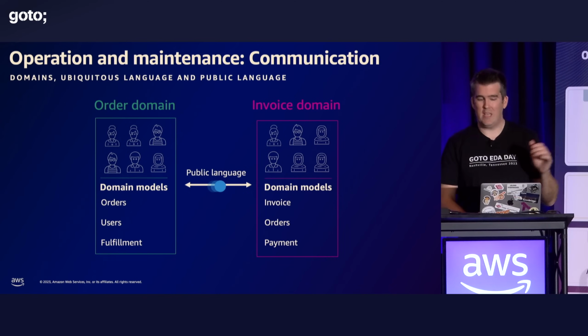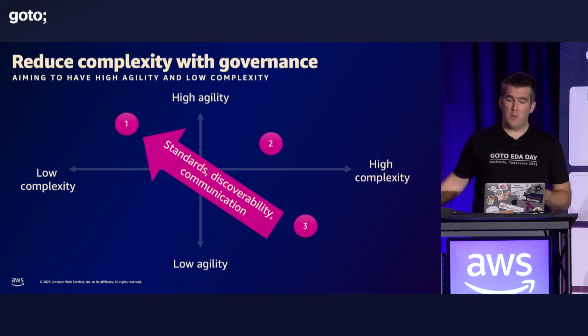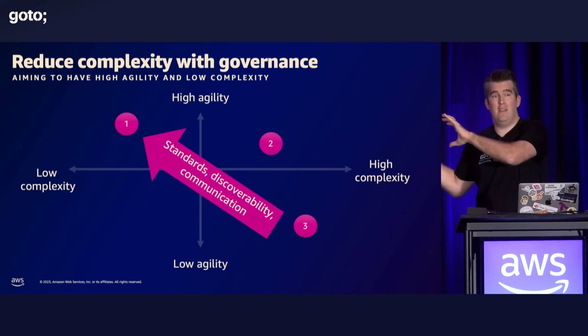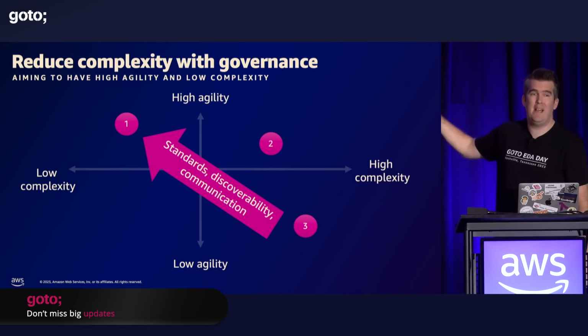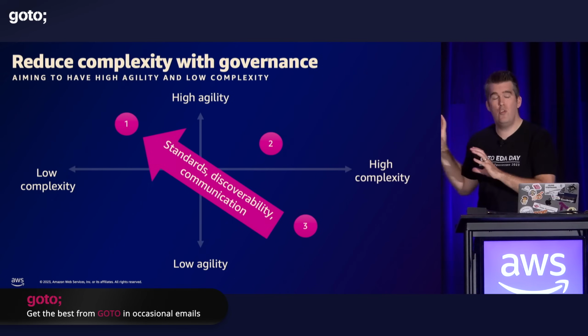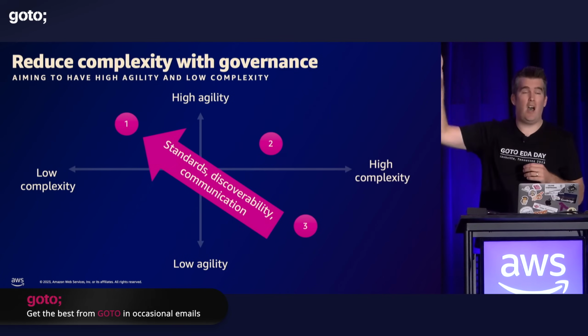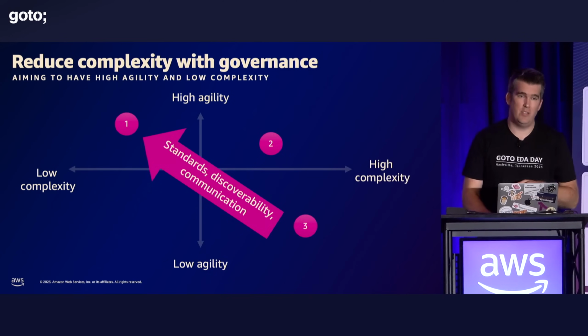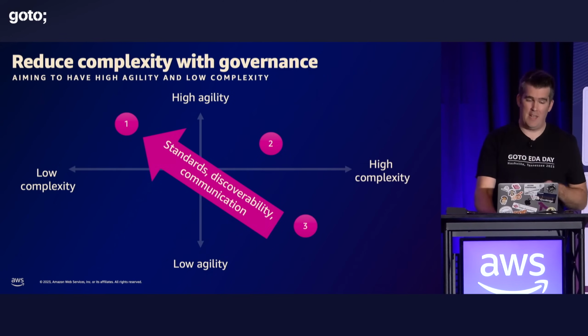So again, communication can really help, because when we go back to this slide, it's all about moving away from number 3, right? We don't want to have this high complexity and this low agility. We want to move up and keep this high agility and low complexity that event architectures can provide you. And these patterns can help with that.